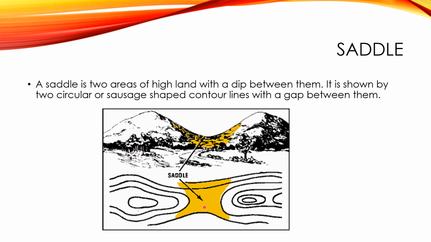So a saddle can be important if you want to cross from here to the other side and you don't want to walk all the way up this big hill or all the way up this one, you can just walk straight across them there. So that's why it's important to start working out what saddles are.